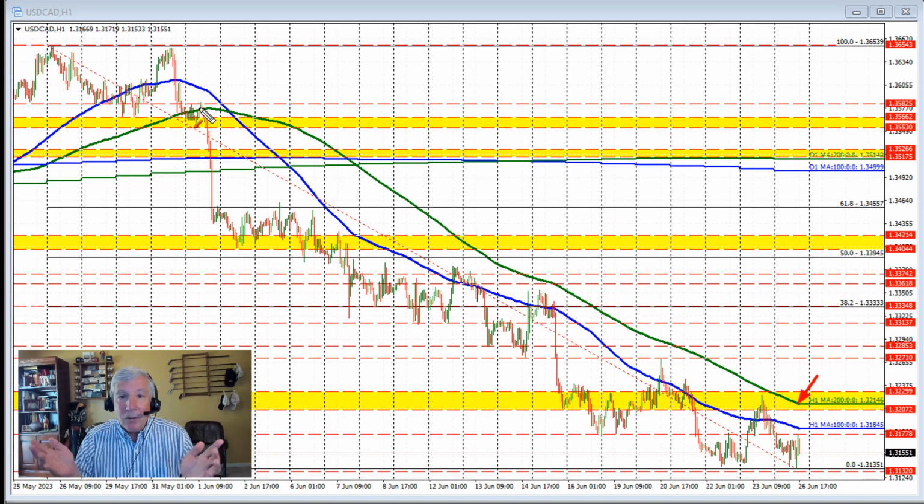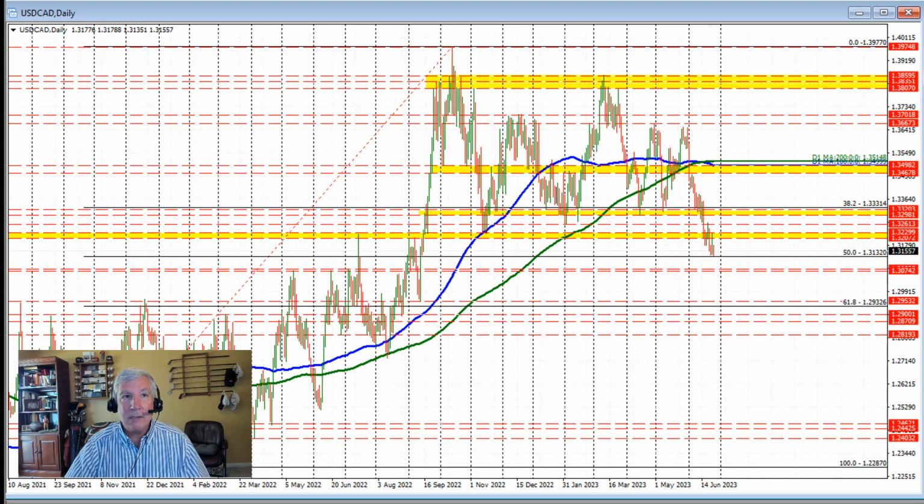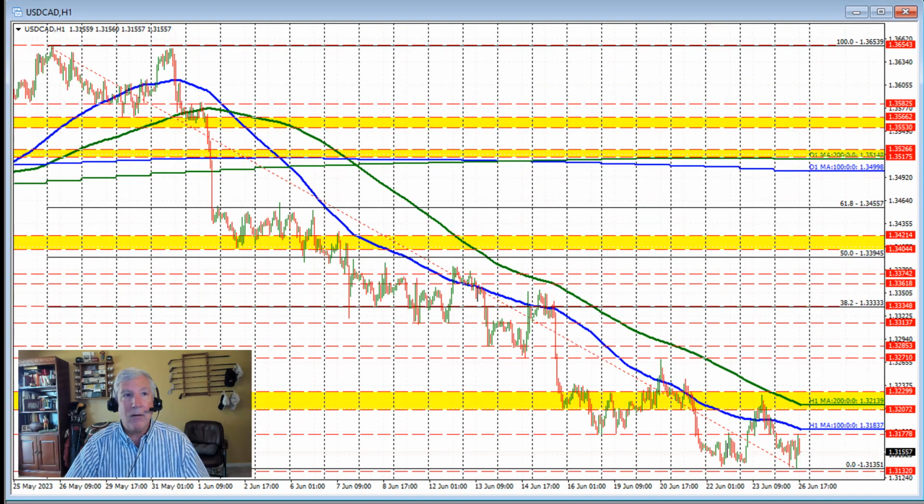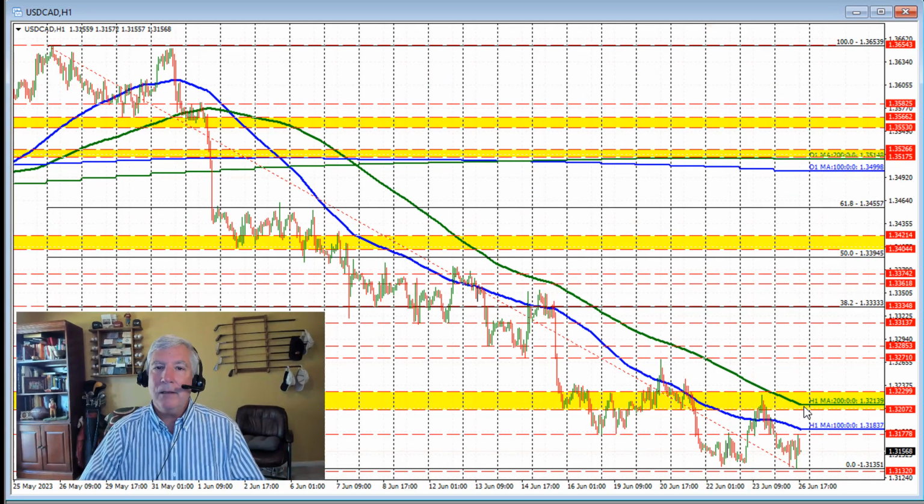So overall, what do we have? Support at the 131.32 level. That's the 50% retracement level off the daily chart. And what do we have as resistance? We have resistance off the hourly chart against the 77 level, the 100-hour moving average, and the 200-hour moving average. Those are the technical levels in play. We'll see how it all plays out.